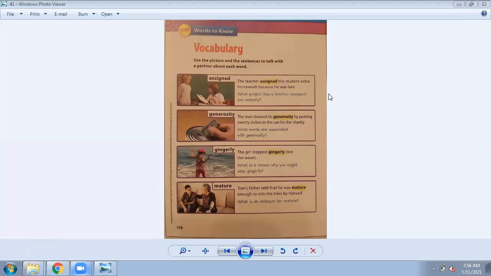All right, next word, generosity. Jumana, can you read the definition for us? Yes. The characteristic of being willing to share or give freely.